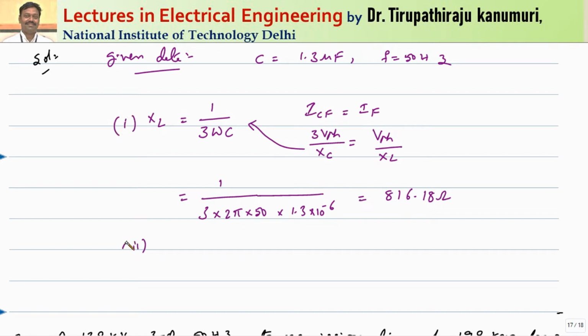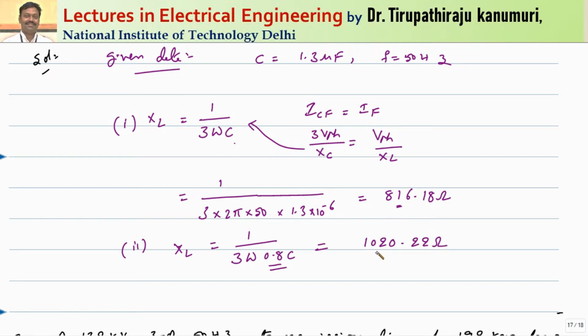Now coming to the second one, it is asked to find for 80% of the line. Capacitance depends on the length, because capacitance per unit length multiplied by total length gives the total capacitance. Because the total capacitance of the line is given, if the length is decreased, the capacitance also decreases proportionately. So the capacitance becomes 0.8 times the capacitance. Everything else remains the same, only 0.8 is divided into the answer we got in the above step. If you substitute, you will get 1020.22 ohms.